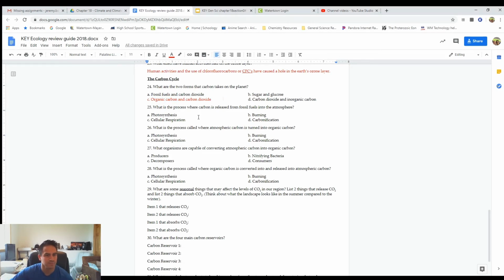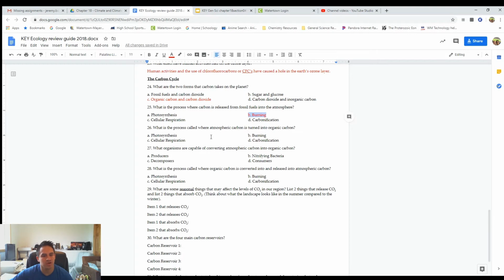Number 25, what is the process where carbon is released from fossil fuels into the atmosphere? This is going to be burning. So this is where we humans burn fossil fuels and release it into the atmosphere.